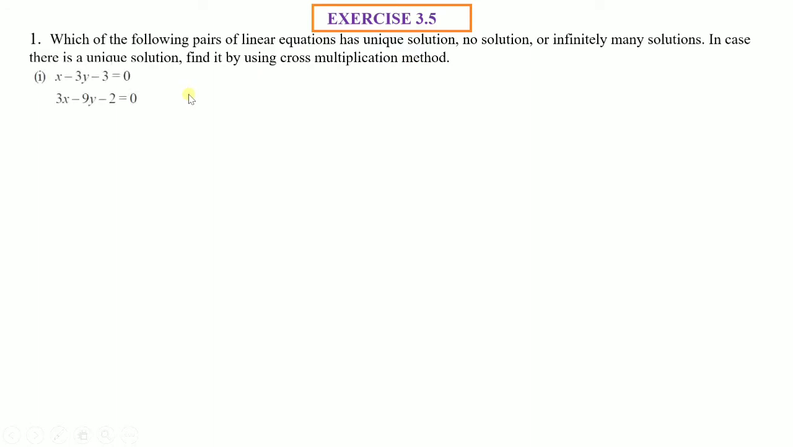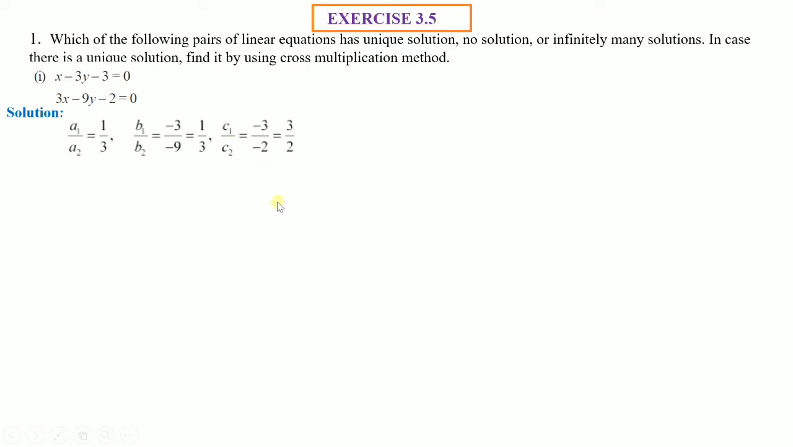So let us proceed. We have two lines, x minus 3y minus 3 is equal to 0 and 3x minus 9y minus 2 is equal to 0. For the solution, here a1 upon a2 is 1 upon 3, and b1 upon b2, that is minus 3 upon minus 9, so minus minus cancel, and 3 1 is 3, 3 3 is 9, so 1 upon 3, and c1 upon c2, that is the last one, minus 3 upon minus 2.